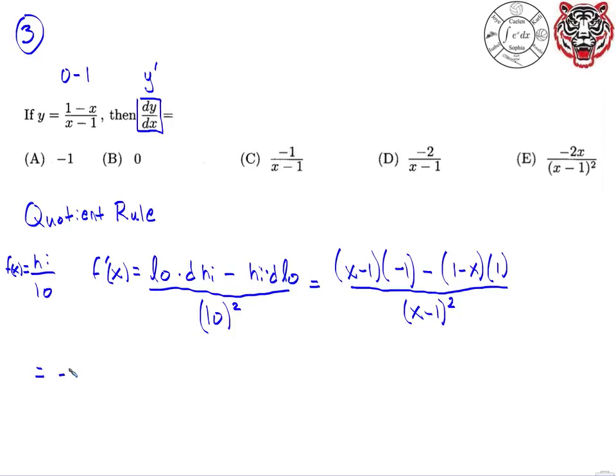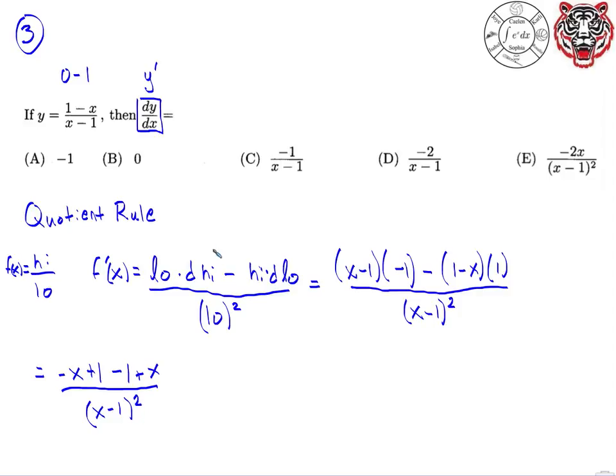So I'll get a negative x plus 1 and then minus. And then this minus is going to be distributed into the 1 minus x. So it's going to be minus 1 plus x. And all of that is going to be divided by x minus 1 squared.